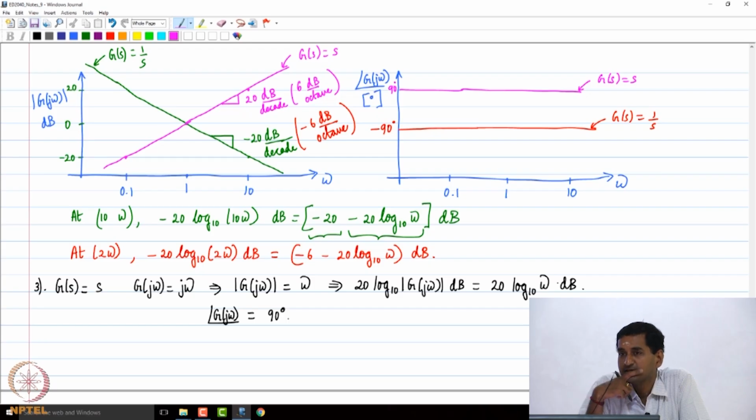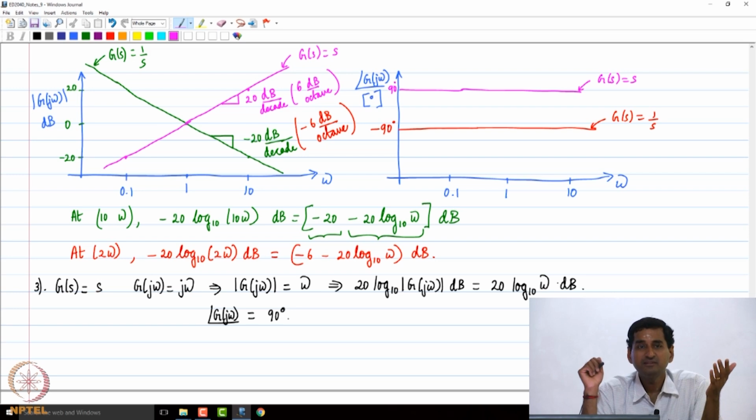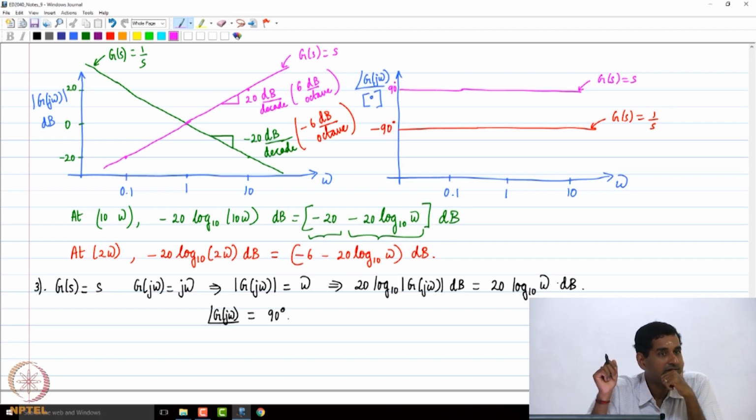And what can you observe from these plots? Any observations? See, please note that 1 by s and s are reciprocals of one another. So what can you infer from this plot? In a certain sense, it's going to be a mirror image, right? Correct? The phase plot and the magnitude plot. But mirror image about what axis or what point? Omega equals 1? Y equals 0?